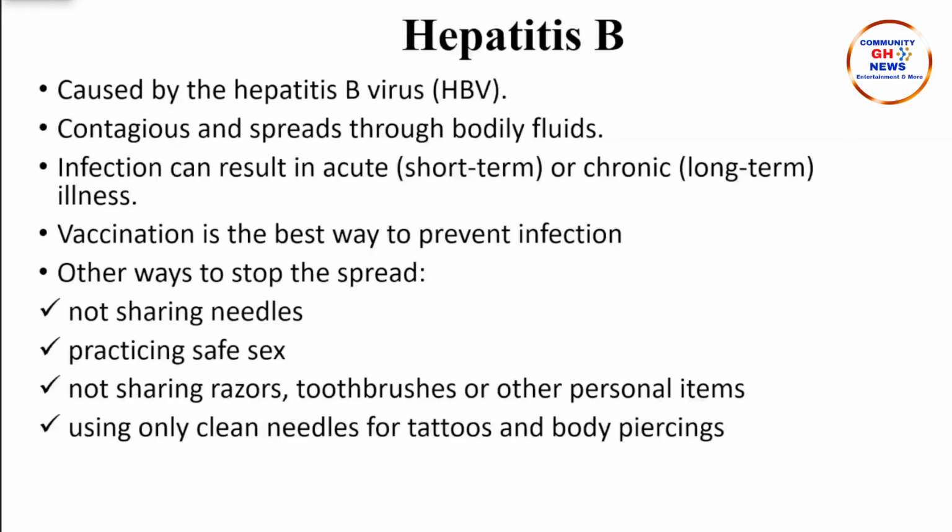People walk around with a lot of hepatitis B in the system, and you don't even see them at all because they don't have symptoms. They are walking about normally. And as I said, vaccination is the surest way to prevent the infection. It's solely vaccination. But there are other ways to stop the spread of hepatitis B.